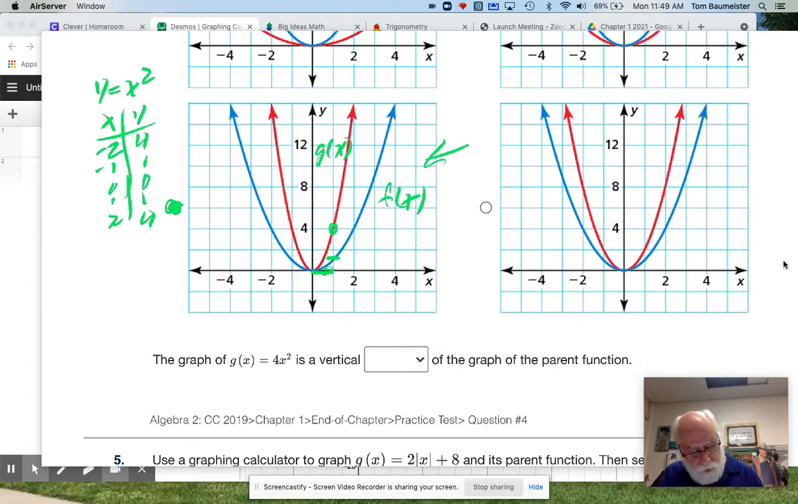But remember, if I'm looking at this here, if there's something in front of the x, not attached to it, remember, if it was attached to it, I'd have parentheses around it, and I don't have that. So this one here would be a vertical, because we know a is greater than 0, so it's going to be a vertical stretch.